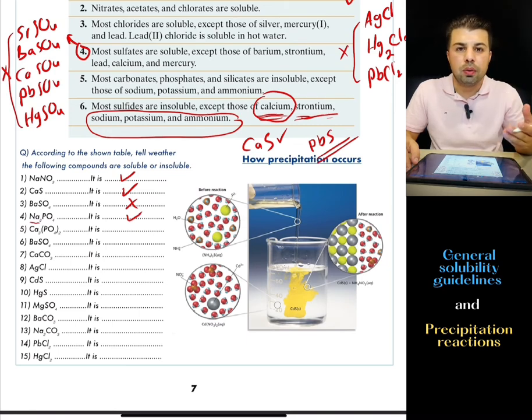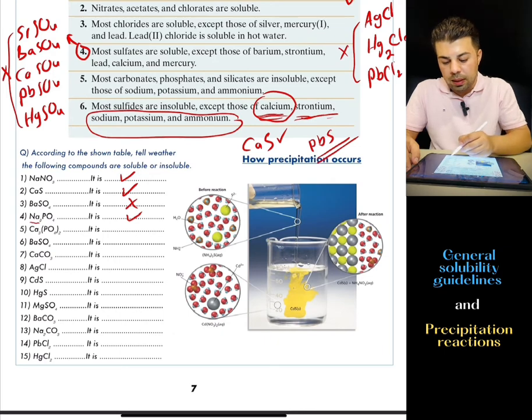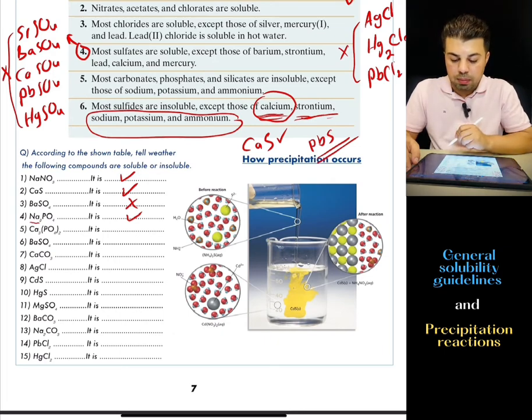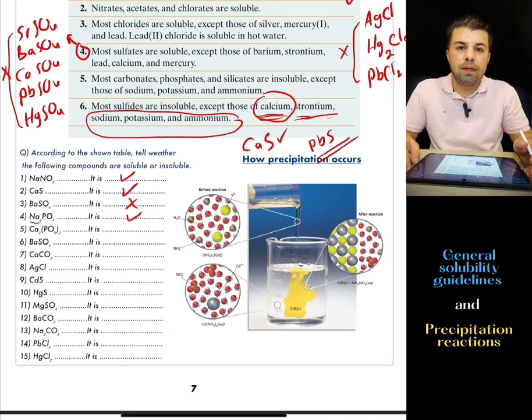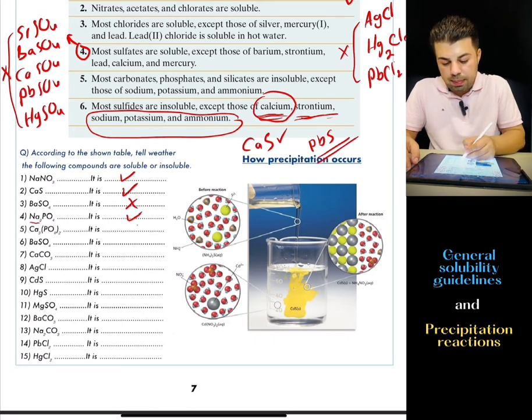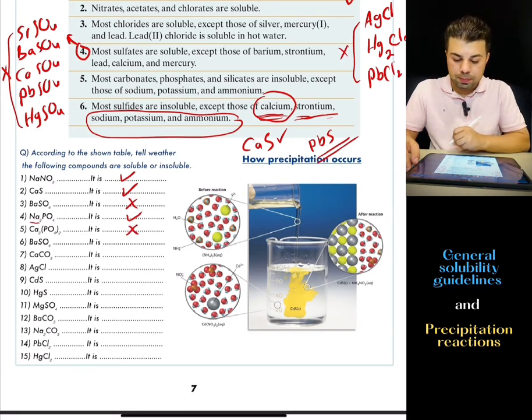Her compound is sodium, except soluble. Well, calcium phosphate, example number six. Rule number five states that all compounds or most compounds of carbonate, phosphate, silicate are insoluble except those of sodium, potassium, ammonium. And calcium is not one of these. So this compound is insoluble.